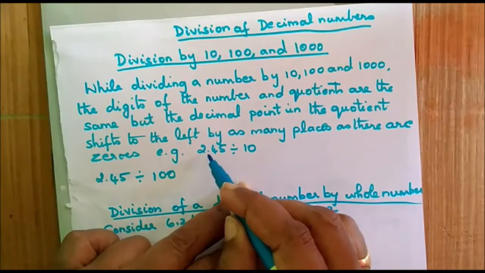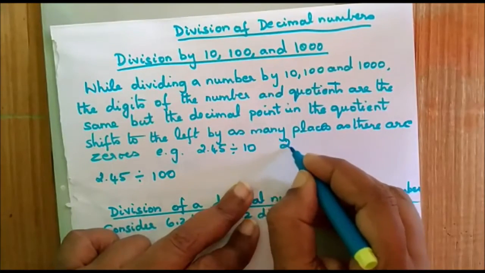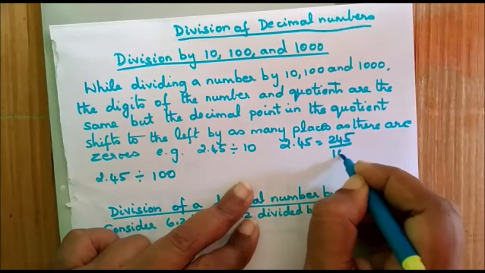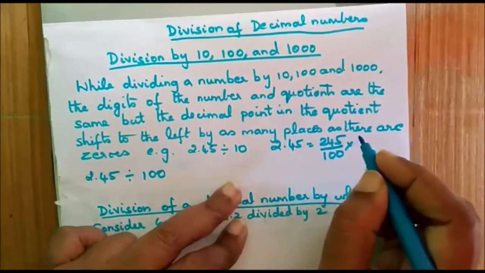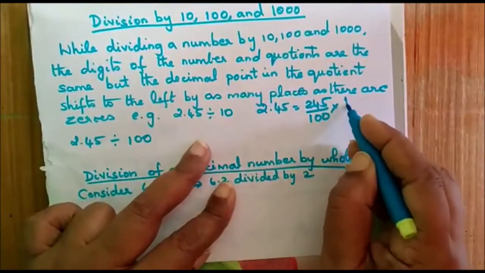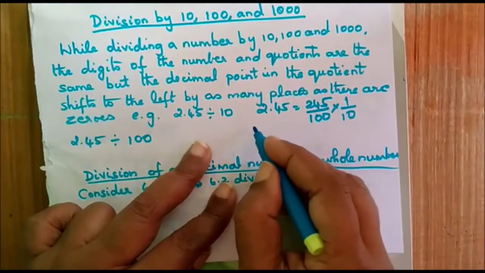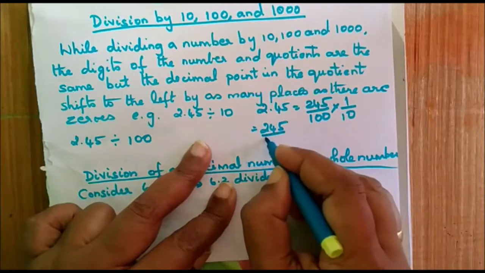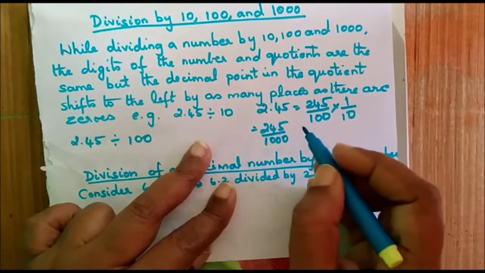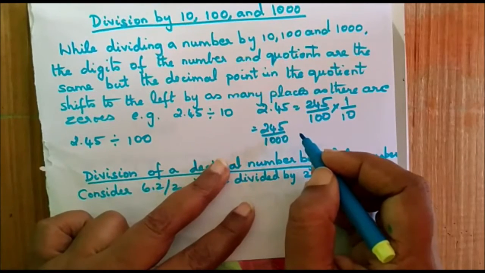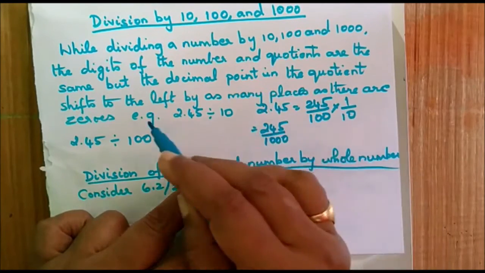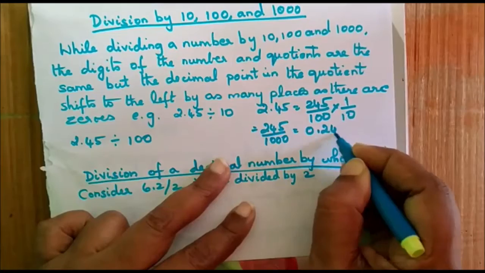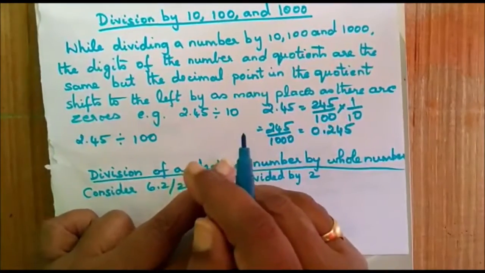So if I divide 2.45, see, 2.45 can also be written as 245 by 100. This has to be divided by 10, or in other words I will write it as 1 by 10. What do I get? I get 245 divided by 1000. So I have to shift the point to the left, isn't it? So it will be 0.245. I hope you understood this.